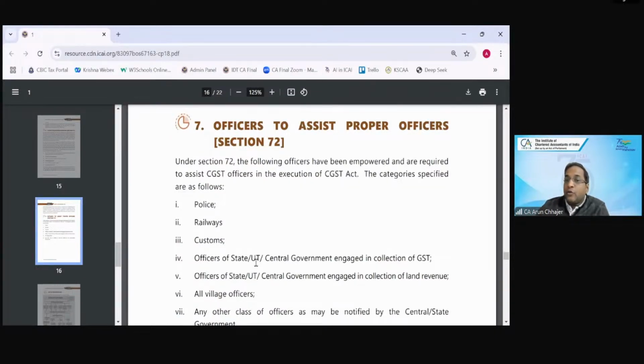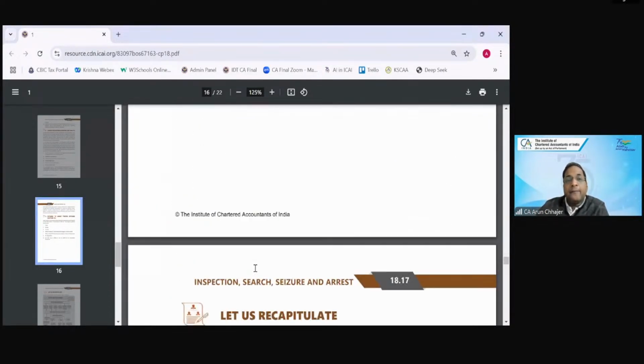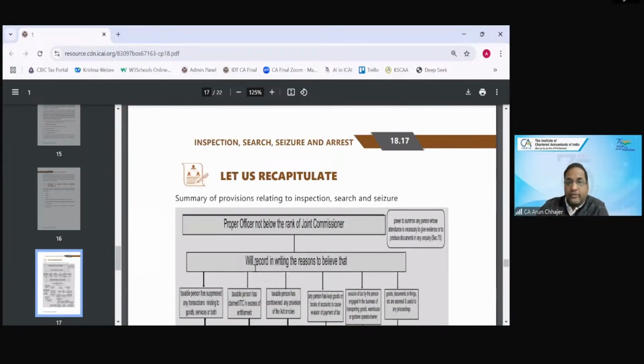सेक्शन 72 ऑफिसर टू असिस्ट प्रॉपर ऑफिसर. ये कौन से ऑफिसर हैं? 72 saying that following ऑफिसर मतलब पुलिस ऑफिसर, रेलवे ऑफिसर, कस्टम, सीजीएसटी ऑफिसर, एसजीएसटी ऑफिसर, यूटीजीएसटी ऑफिसर और ऑफिसर engaged in the collection of the land revenue, all village officers, any other class of the officer as may be notified by the central government or state government. क्या करेंगे वो लोग? Following officers have been empowered and are required to assist the CGST officer in the execution of the CGST Act. These categories are as follows. So ये लोग ऑफिसर क्या करेंगे? सभी लोग इसको असिस्ट करेंगे, CGST डिपार्टमेंट को, CGST ऑफिसर को फॉर एग्जीक्यूशन ऑफ द पर्टिकुलर.